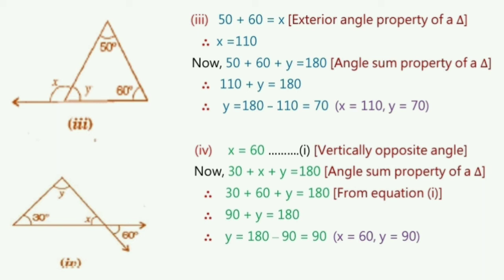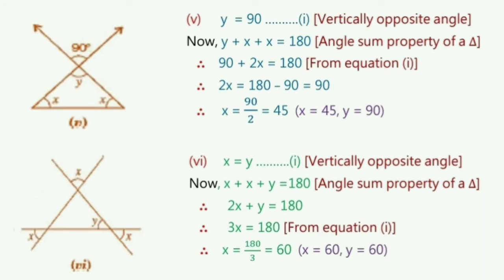Now, 30 plus x plus y is equal to 180. It's the angle sum property of a triangle. Therefore, 30 plus 60 plus y is equal to 180. It's from equation number 1. Therefore, 90 plus y is equal to 180. Therefore, y is equal to 180 minus 90, which is 90. So the final answer is x is equal to 60 and y is equal to 90. Is it clear? Very good.